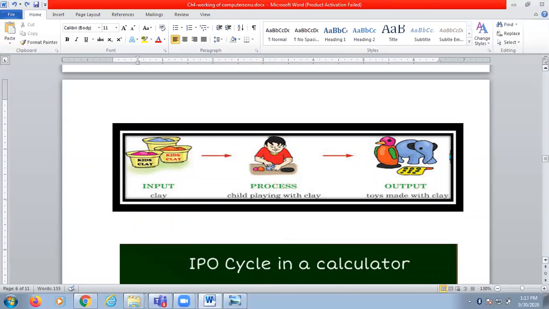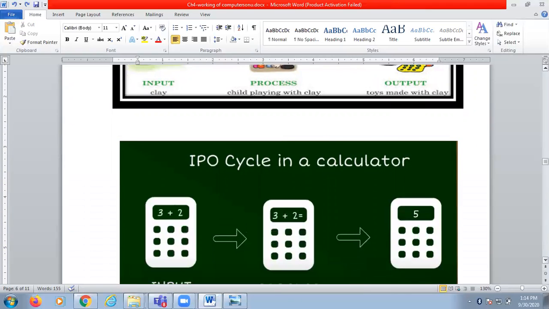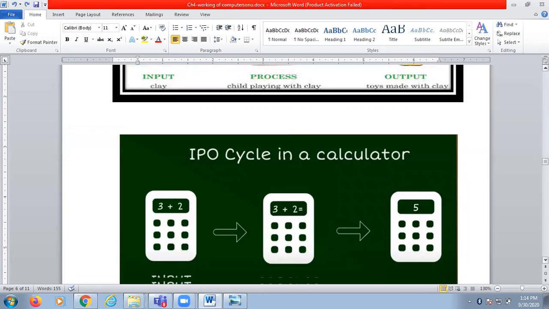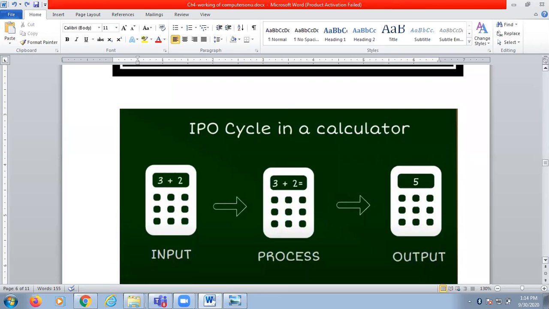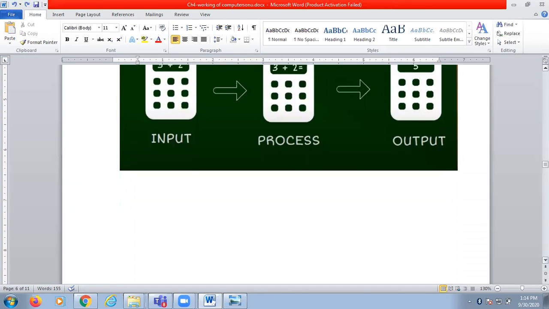Girls, do you remember that we have learned the calculator? Let us see the IPO cycle with the help of the calculator. What is input? 3 plus 2. That is a number that we have entered into the calculator. Process is my equals to sign. Our output is the result that is being displayed by the computer. Okay, so that is the IPO cycle of the computer.